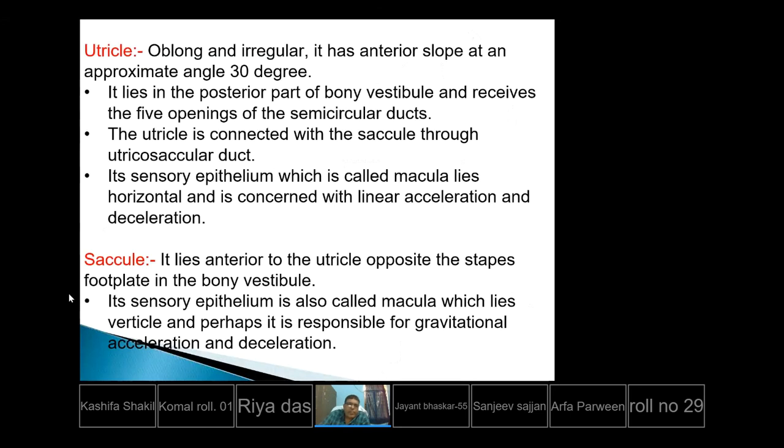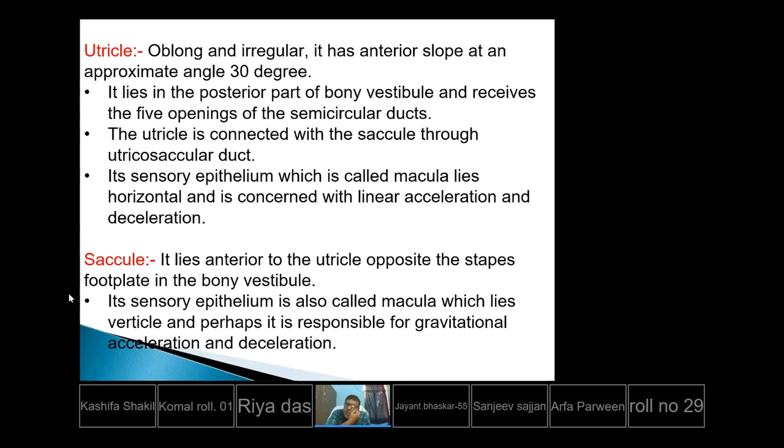Now the utricle, which is oblong and irregular, has an anterior slope at an approximate angle of 30 degrees. It lies in the posterior part of the bony vestibule over the elliptical recess and receives the five openings of the semicircular ducts. The utricle is connected with the saccule through the utriculosaccular duct. It's clear from the picture.